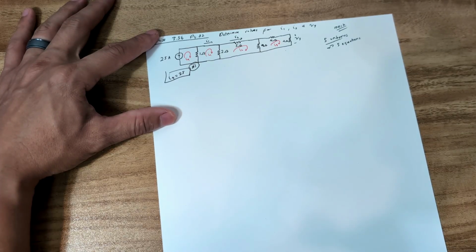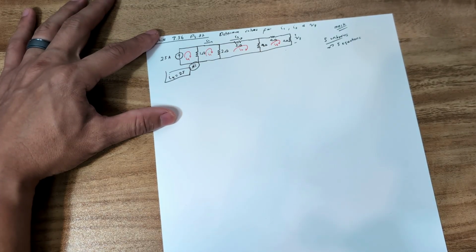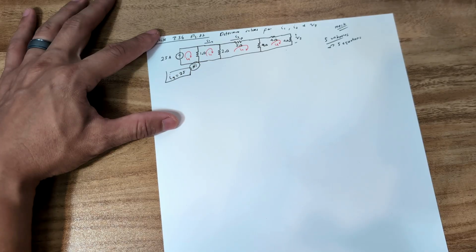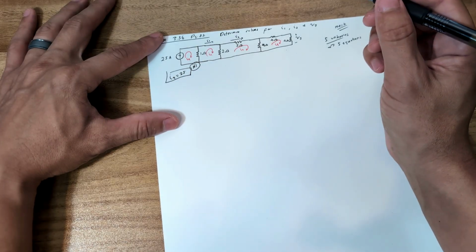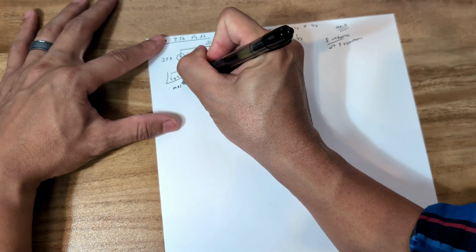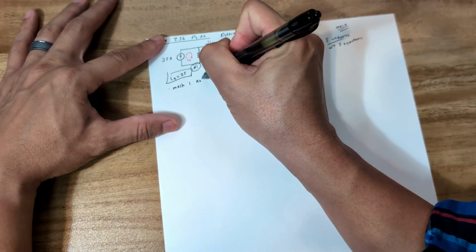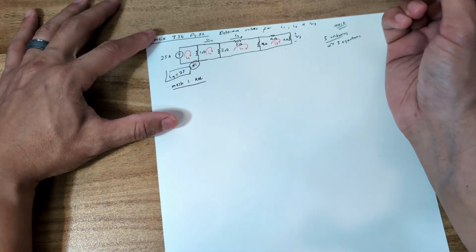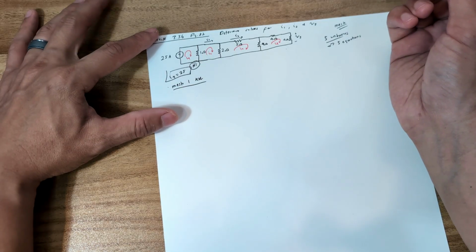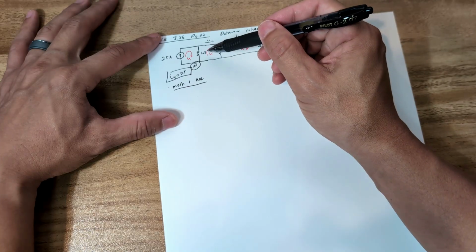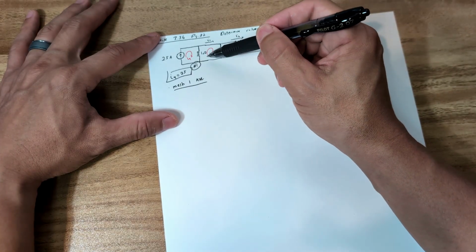Next, let's go do the mesh analysis. So we're going to do mesh 1, KVL. Mesh current, again, recall, is based on KVL, not KCL. So we're going to do a KVL around this loop right here.